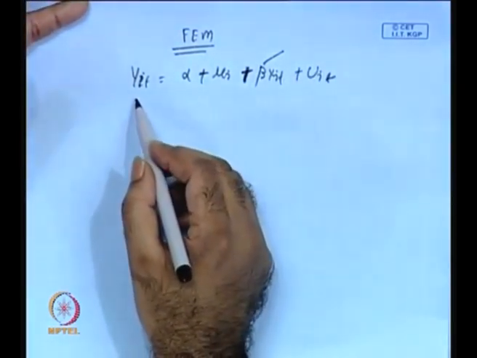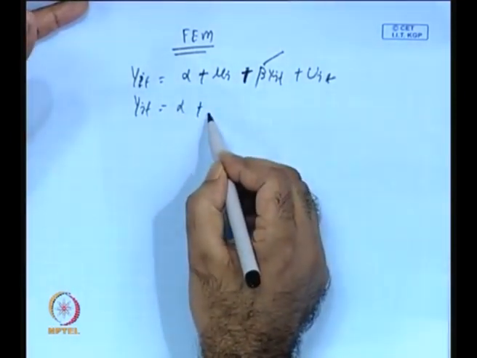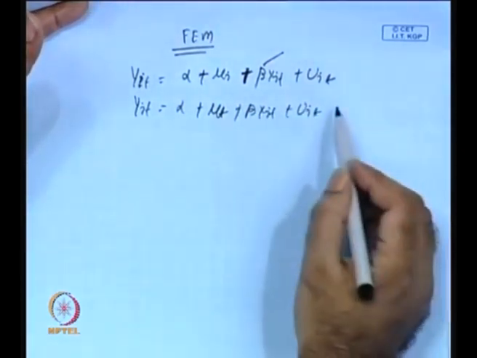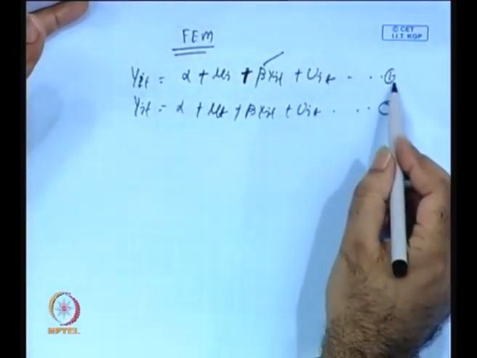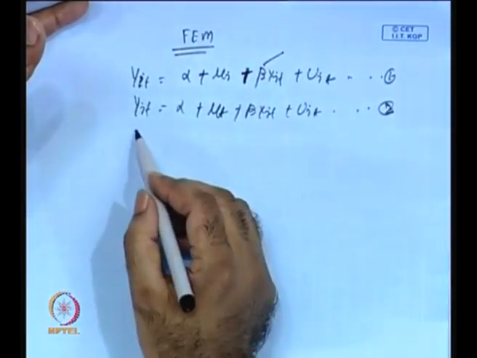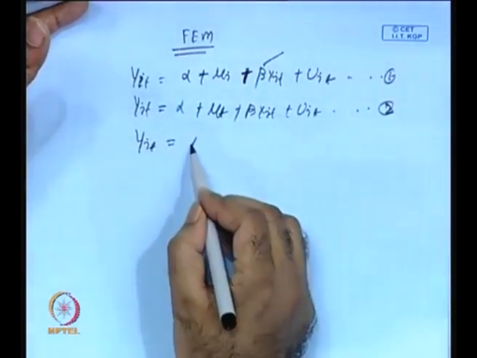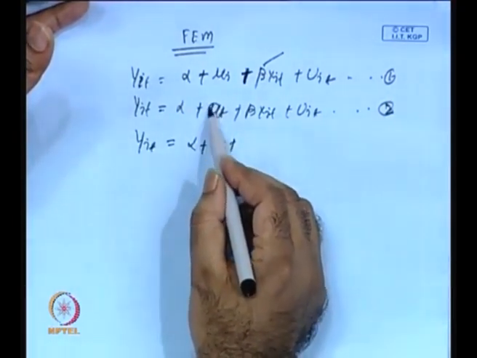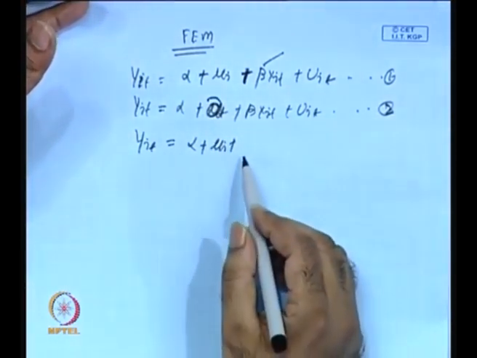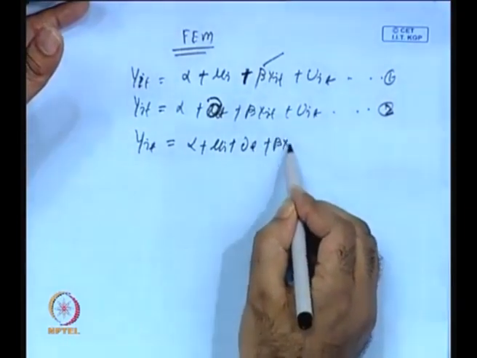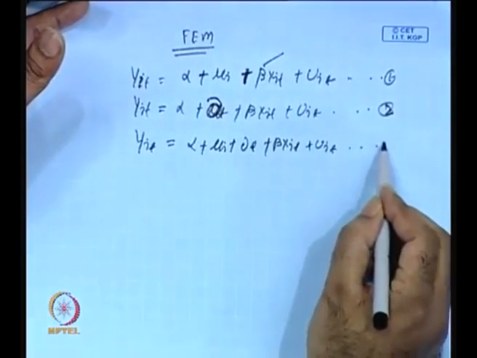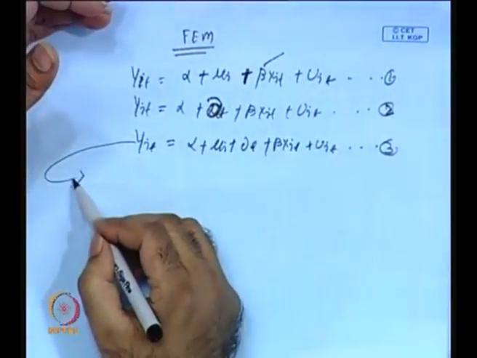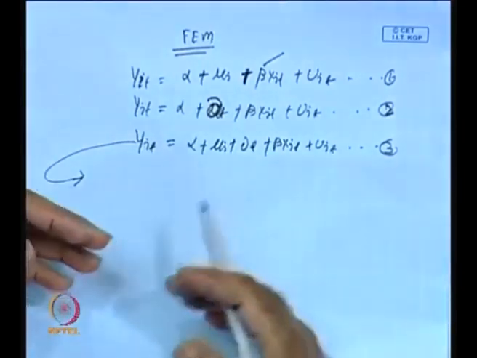The model can also be written as y_it equal to alpha plus mu_t, keeping i constant, plus beta x_it plus u_it. This is the second form you can write. Then there is another format you can use: alpha plus mu_i, and let's say this is delta_t, plus beta x_it plus u_it. So this is the third format. Any format you can use for this fixed effect modeling. Now we use this particular model because it is more compact for analyzing panel data modeling than fixed effect modeling.